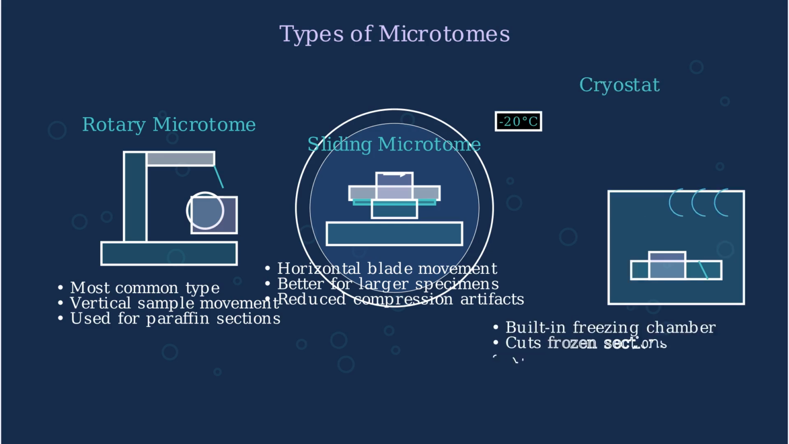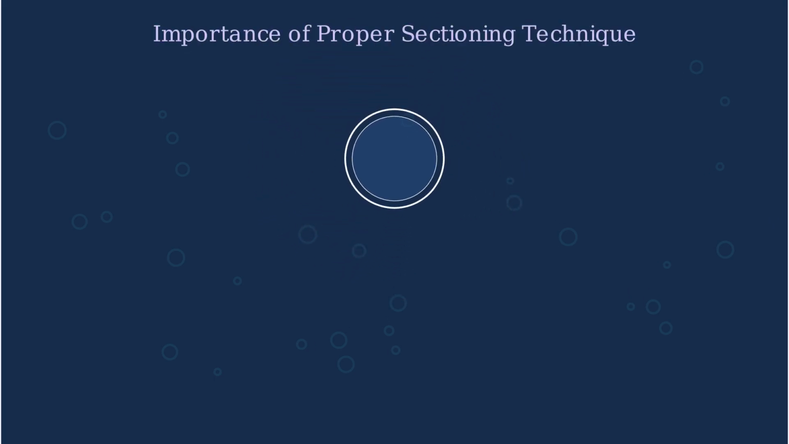The cryostat is a specialized microtome with a built-in freezing chamber used for cutting frozen sections. It's particularly valuable for rapid diagnostic applications. Now let's explore why proper sectioning technique is crucial for accurate histological analysis.